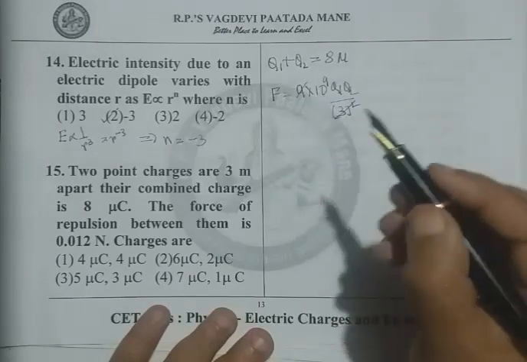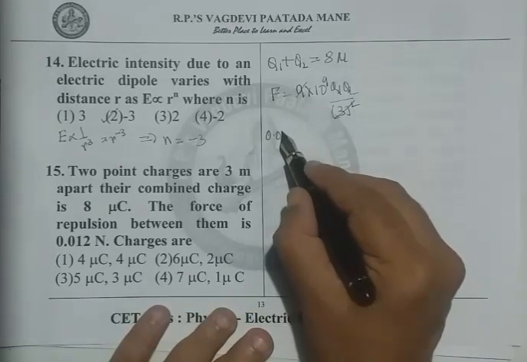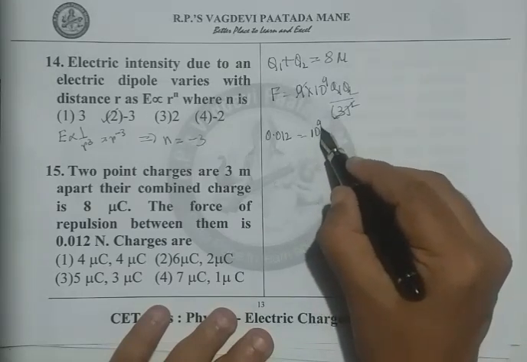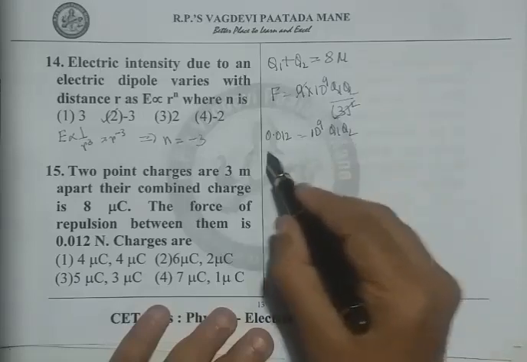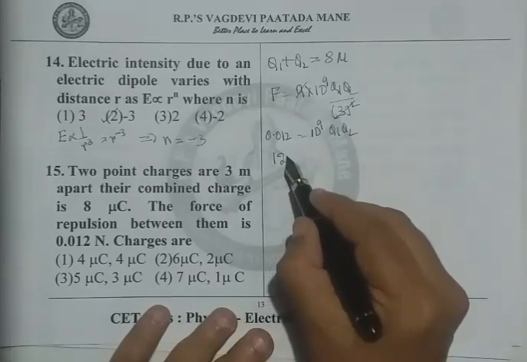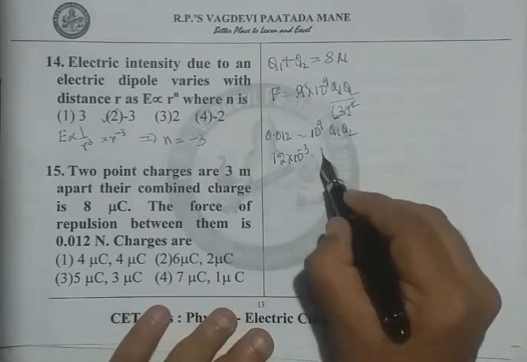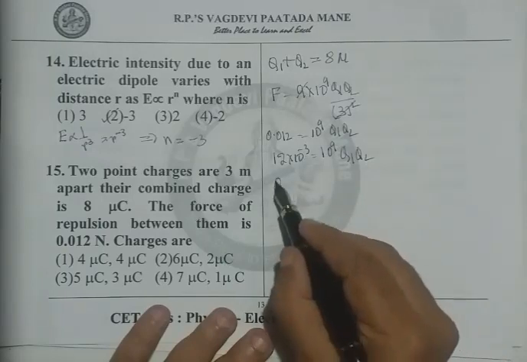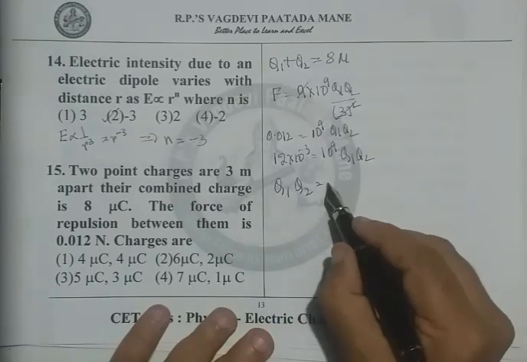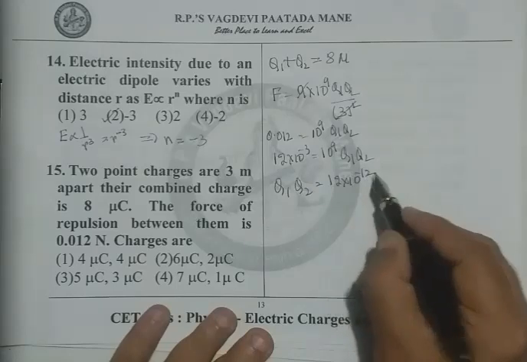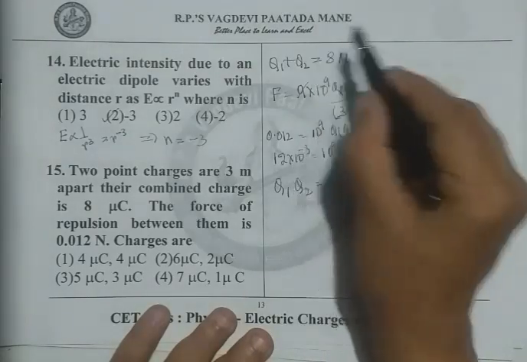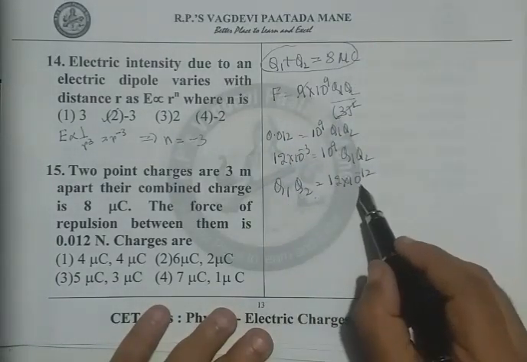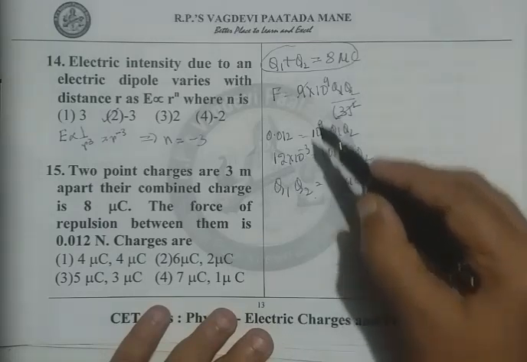So this 3 square cancels here, and this is given to be 0.012 equals 10 raised to 9 Q1 Q2. Therefore, I can simply write it as 12 into 10 raised to minus 3 equals 10 raised to 9 Q1 Q2. So, the product Q1 Q2 will be 12 into 10 raised to minus 12. Observing Q1 plus Q2, 8 microcoulomb. Observing Q1 Q2, 12 into 10 raised to minus 12.